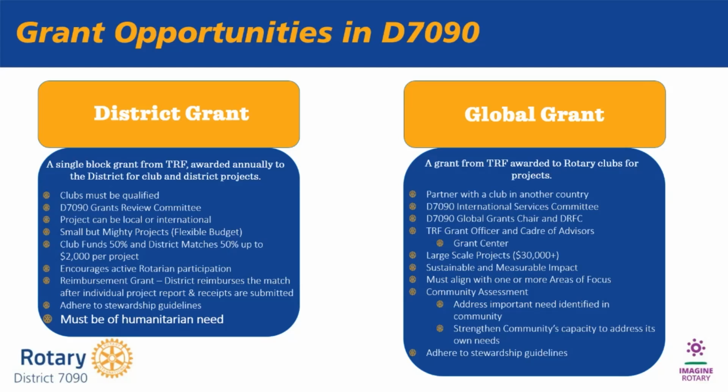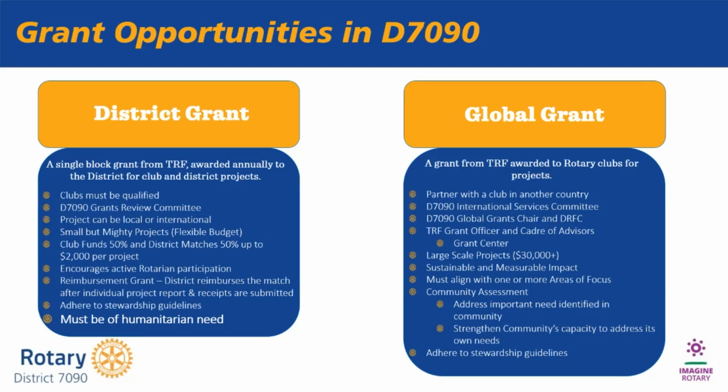These types of projects typically encourage active Rotarian participation. I say encourage, it's not a requirement, but we do encourage that you have projects where Rotarians can be hands-on. Most importantly, this is a reimbursement grant. So what that means is that the district will reimburse you the $2,000 match after you've completed the individual project report and the receipts, bank statement, canceled checks, and all of that is submitted. So it's important that you have enough cash on hand to front load the project and be reimbursed at a later point. There are some stewardship guidelines that you have to adhere to.